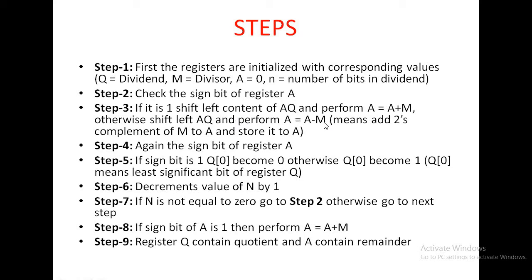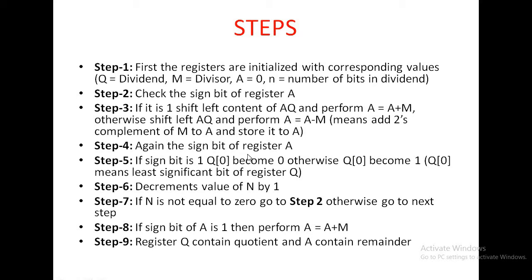A is equal to A minus M means add the 2's complement of M to A and store it in A. As I have already told you, A is equal to A minus M is the same as A is equal to A plus the 2's complement of M.